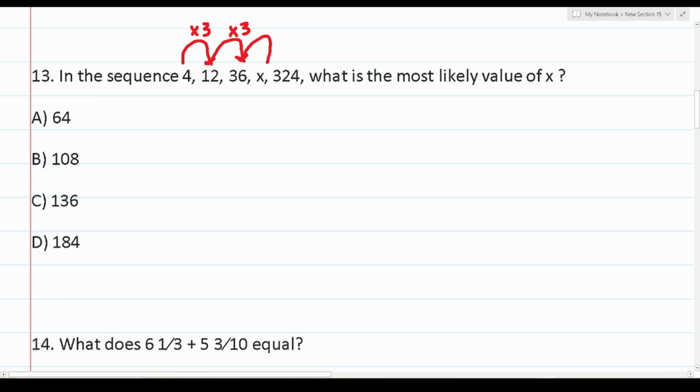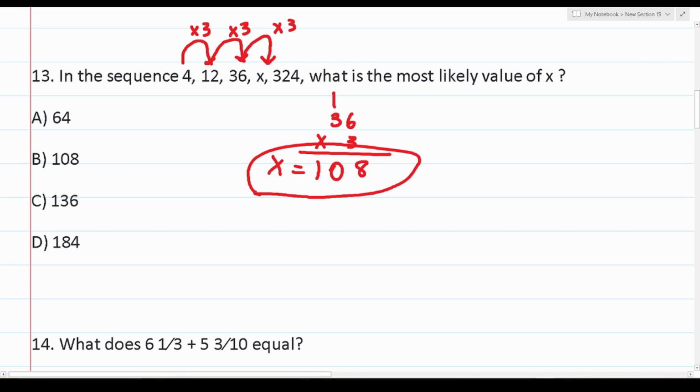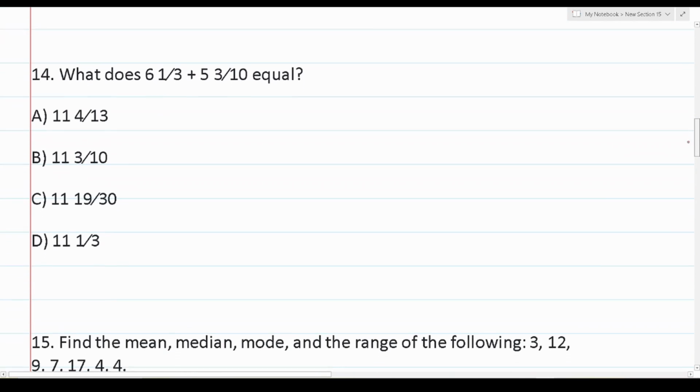So to go from 36 to x, we're going to take 36 and multiply it by 3 as well. 6 times 3 is 18, so we're going to drop down an 8 and carry a 1. 3 times 3 is 9, plus 1 is 10. So as far as I can tell, the most likely value of x in this sequence is going to be 108, which is B. Okay, so that's that one.